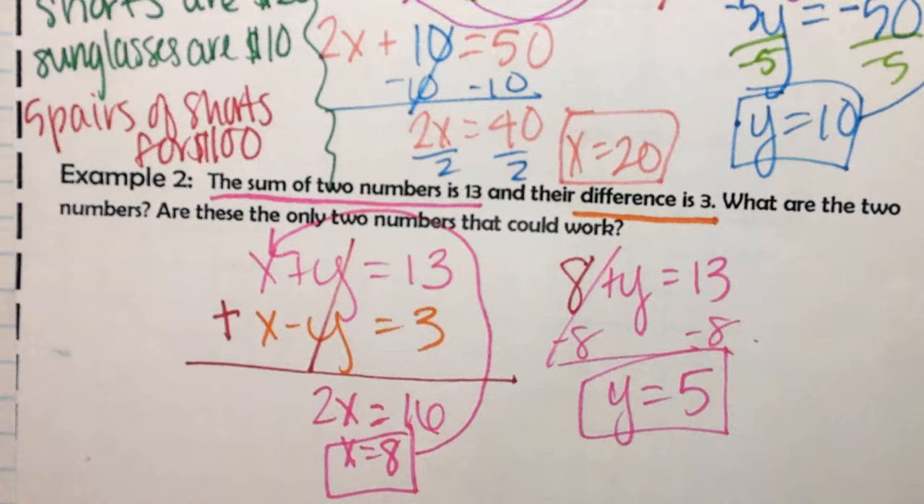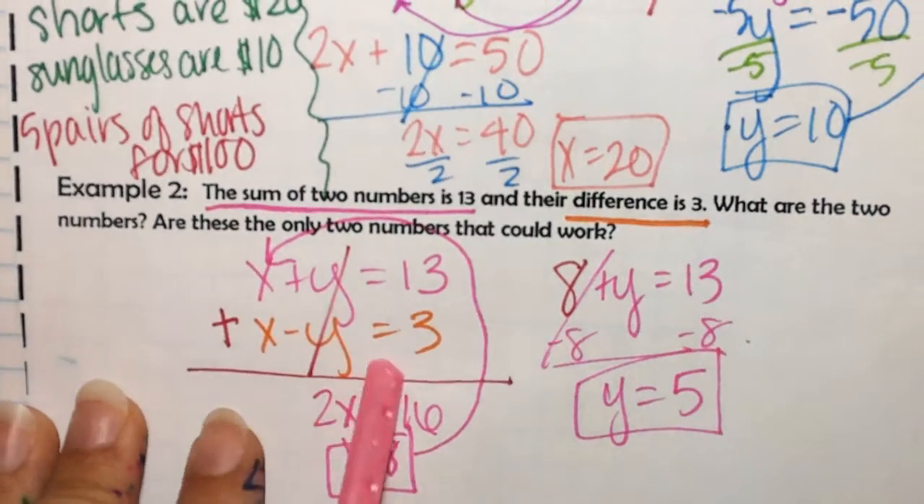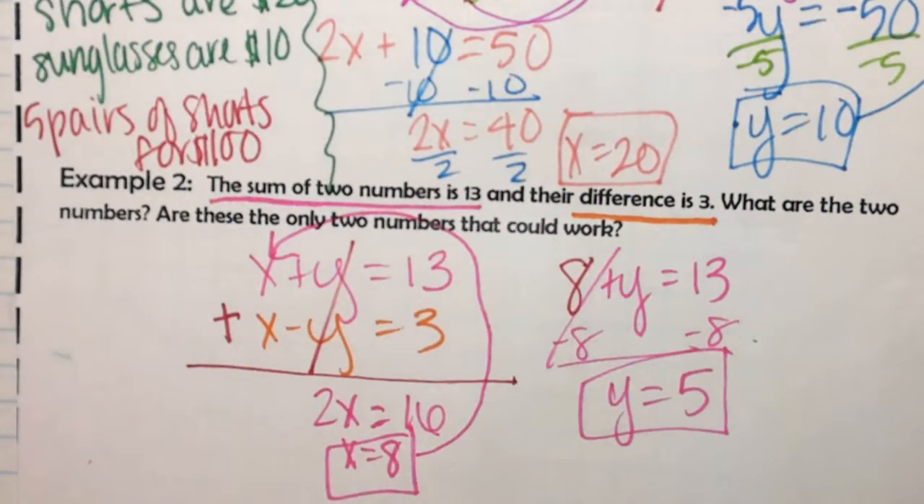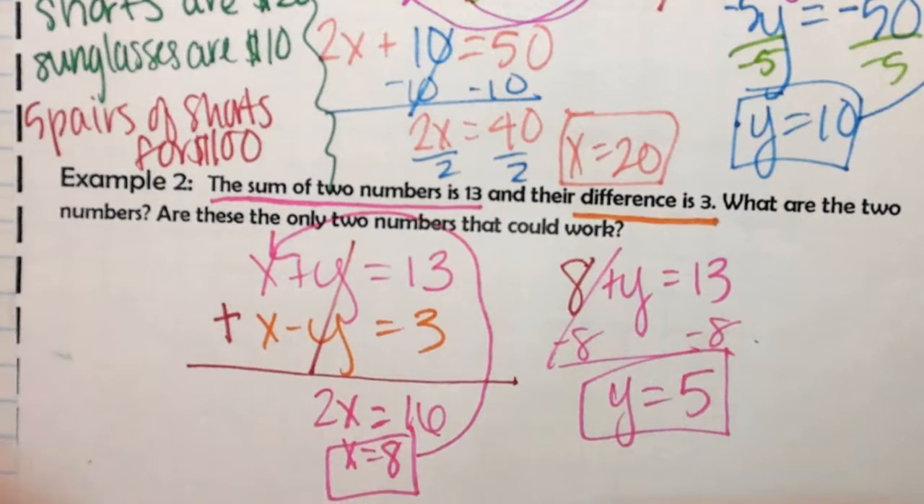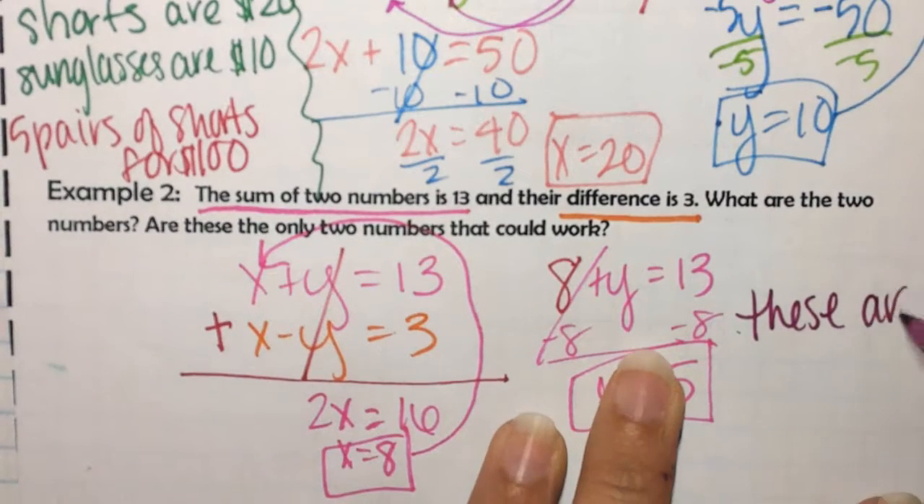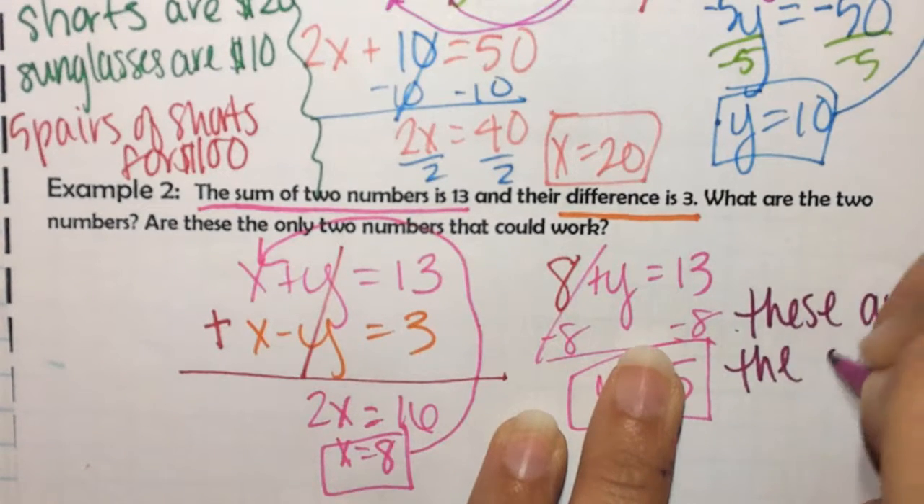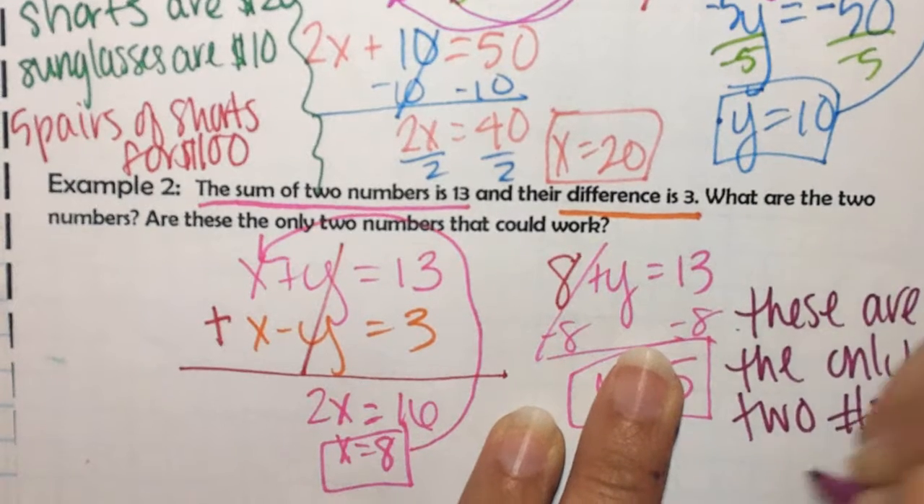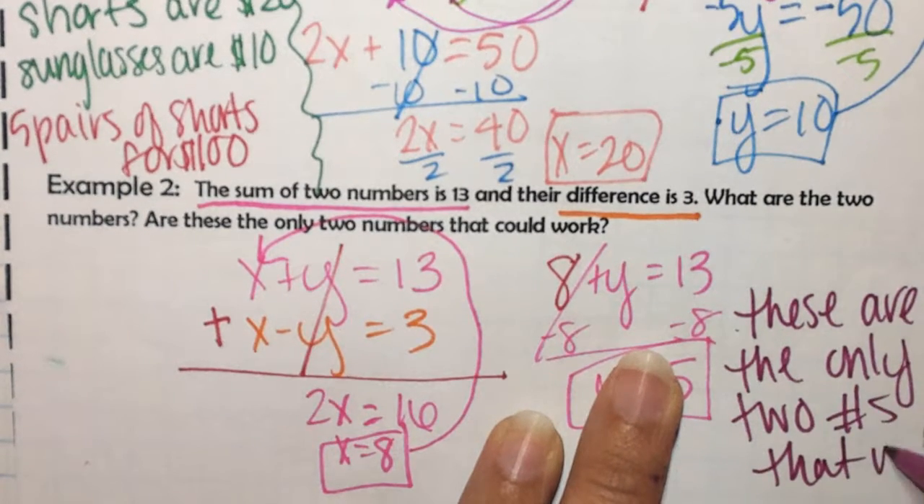All right, what about 6 and 3? 6 minus 3 is 3, but what's 6 plus 3? 9. Is that 13? No. So are these the only two numbers? Yay. These are the only two numbers that will work.